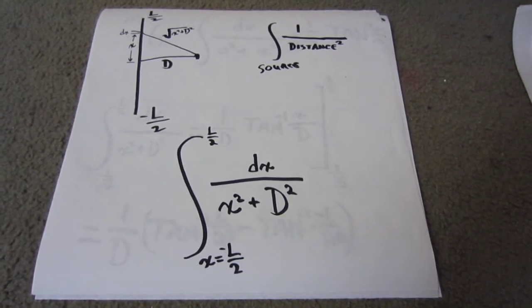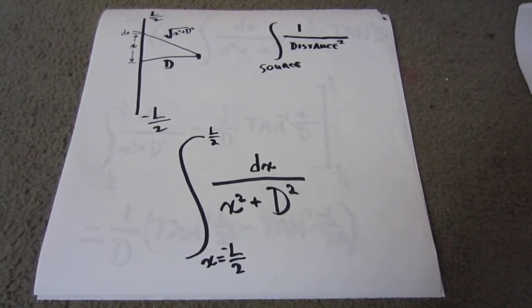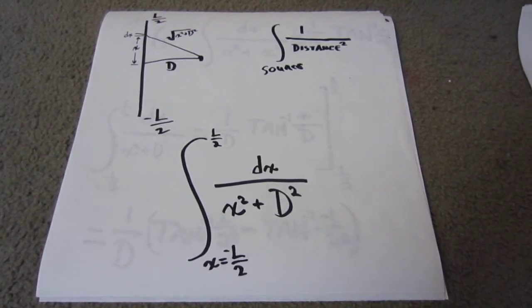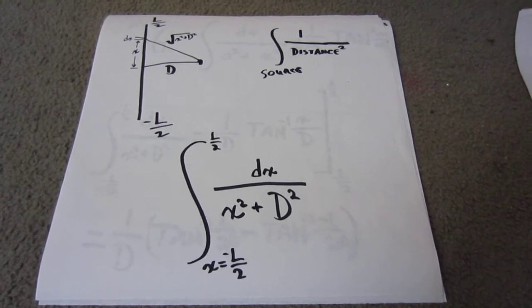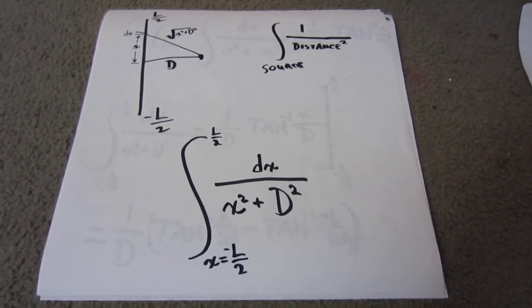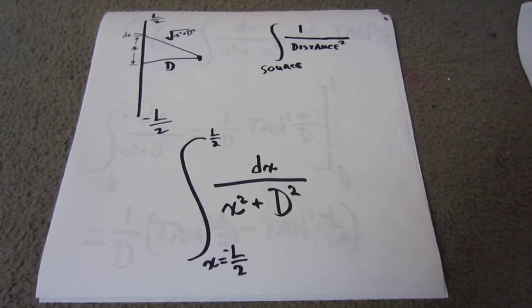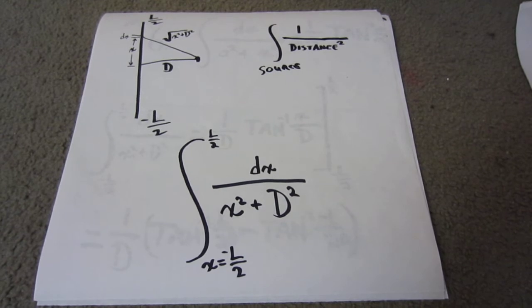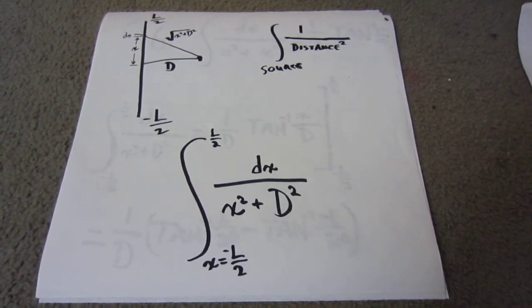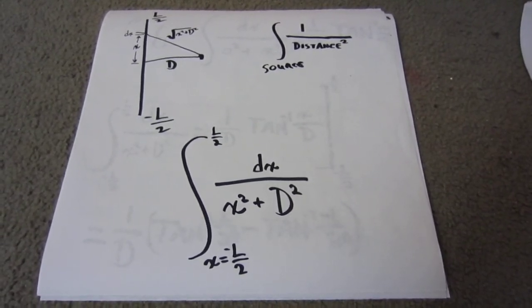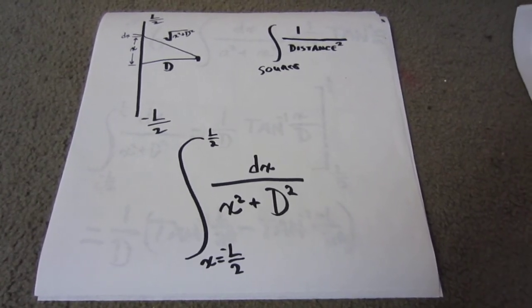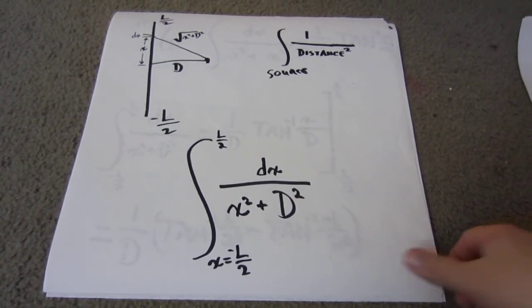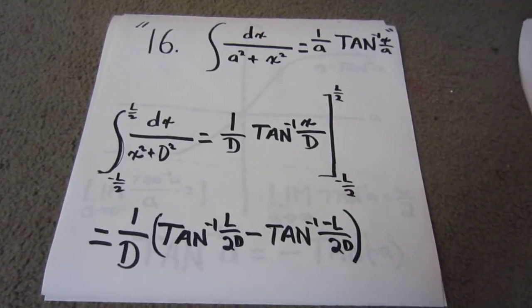When you fill it in to make it a definite integral, you're integrating as x goes from negative L over 2 to L over 2. I stuck the point in the middle. The result is qualitatively the same, but slightly more complicated if you have the point somewhere else. So you've got dx over x squared plus d squared, and when you've got an integral, you tend to look it up in a table of integrals.